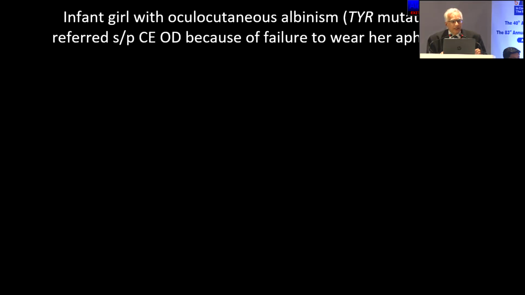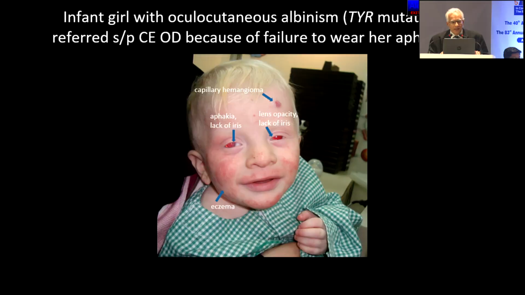Here's an infant girl with oculocutaneous albinism, referred because she had cataract surgery and she failed to wear her aphakic contact lens. Here she is. One eye, she's aphakic. The other eye, she has a mild lens opacity. She has albinism. We have the gene mutation. Genetic testing was done. But why did she have cataract? That's not part of albinism. And why does she have lack of iris?